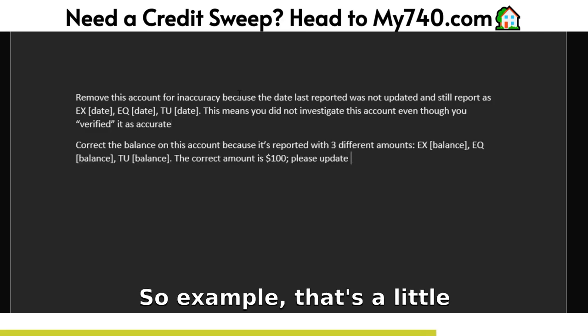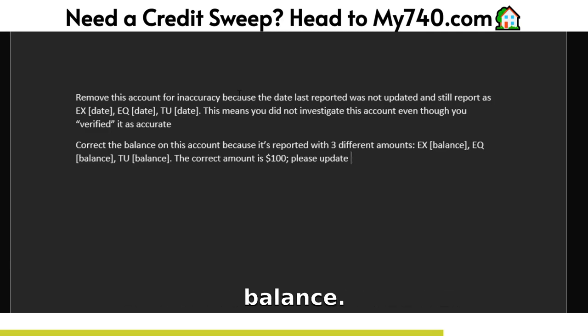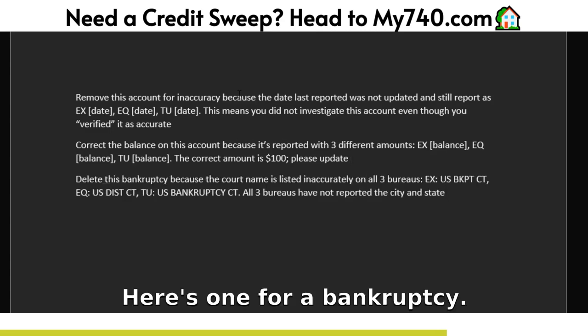Here's an example that's a little bit different. Correct the balance on this account because it's reported with 3 different amounts. Experian balance, Equifax balance, TransUnion balance. The correct amount is $100. Please update. Here's one for a bankruptcy.